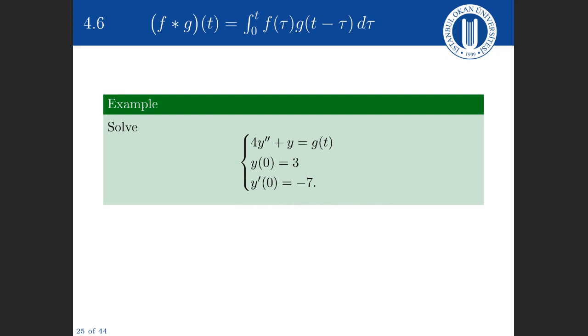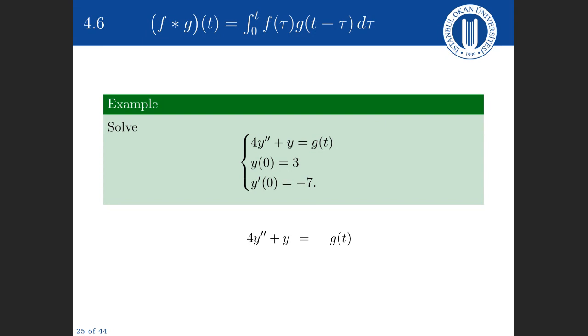Another example. Solve for y double prime plus y is g of t with the initial conditions y of 0 is 3, y prime of 0 is minus 7. And again, this is for any function g of t. We don't know a particular function g of t, we're doing this for any function.